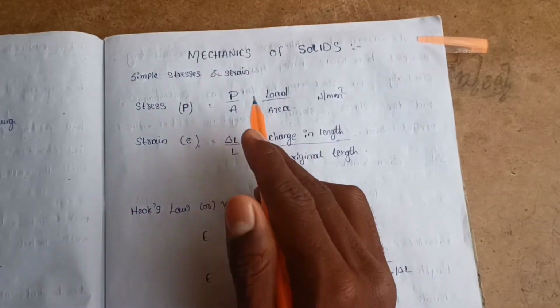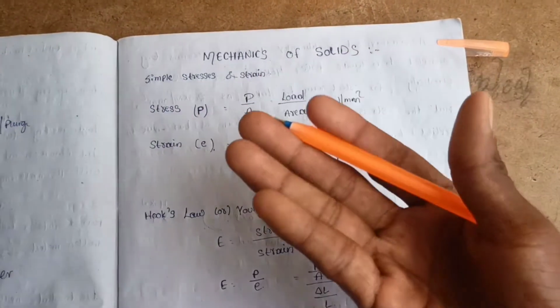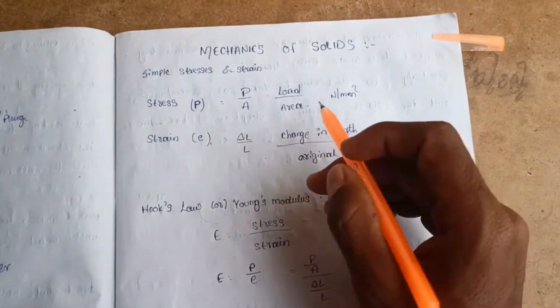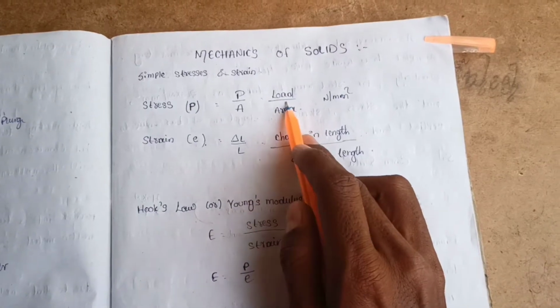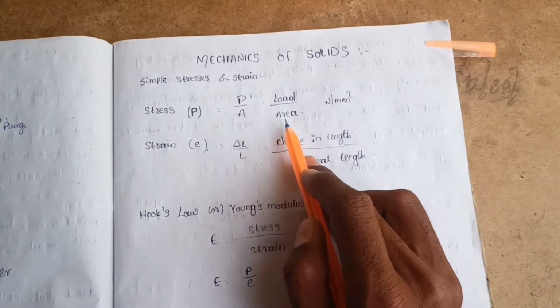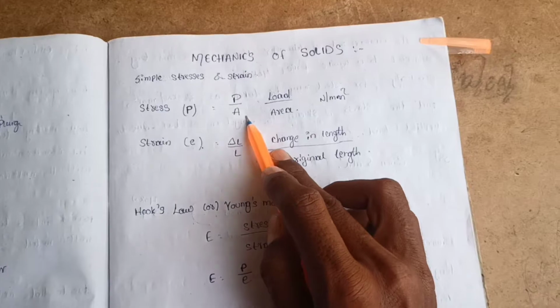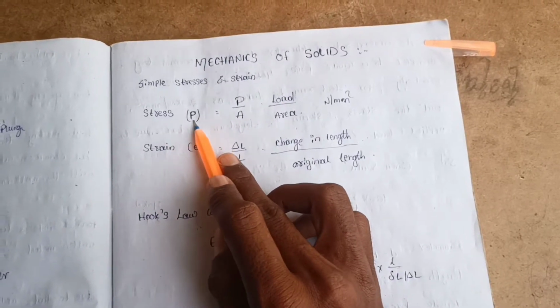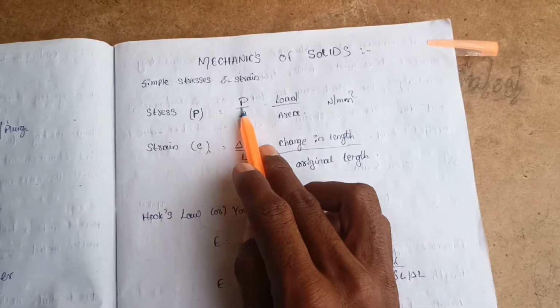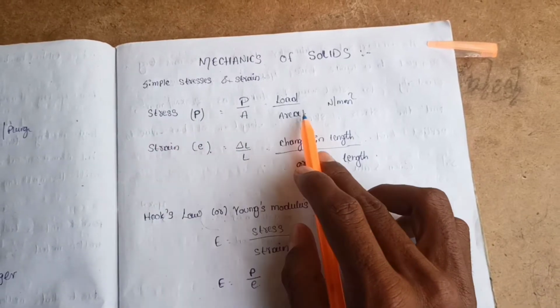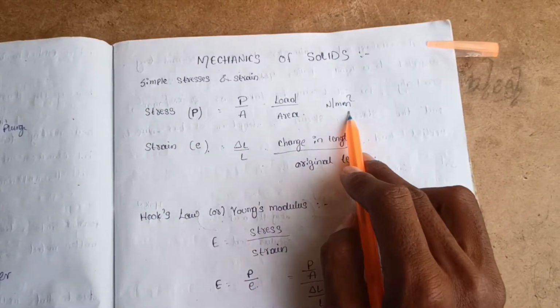First of all, we want to learn stress. What is meant by stress? Stress is nothing but load by area. Load is denoted with capital P, and area is denoted with capital A. Stress is denoted with small p. Stress is small p, load by area. The unit of stress is Newton per mm square.